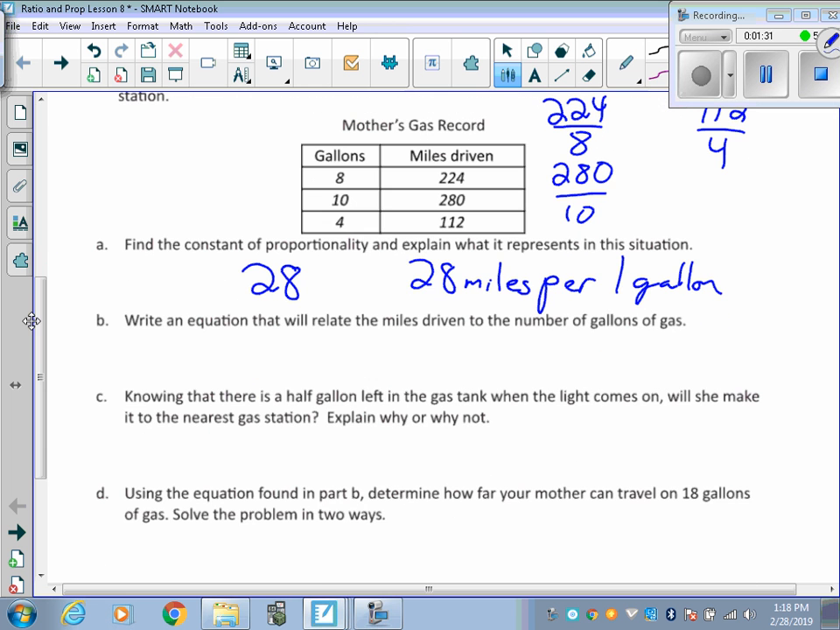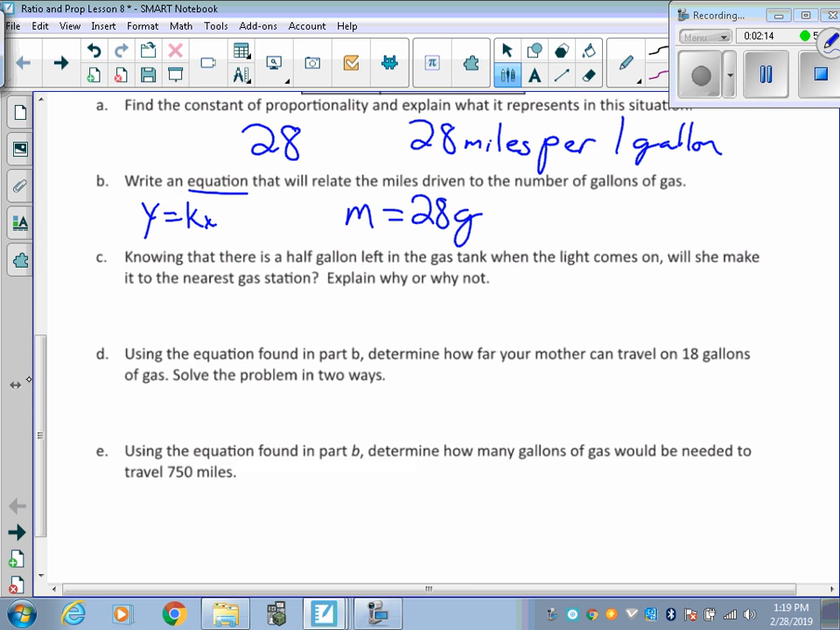Now it says to write an equation that will relate this. So we want the word equation there. That means it's going to have an equal sign. We know the equation is y equals kx. That's what we're modeling. So in this case, the constant is the 28. That's that constant of proportionality, the unit rate, just the number 28. What we have to put in here is what the y and the x will represent. I'm actually going to go ahead and use gallons, I'm going to put G, and miles, I'm going to put M. So the number of miles that we're able to drive is equal to 28 times the number of gallons. So M equals 28G.